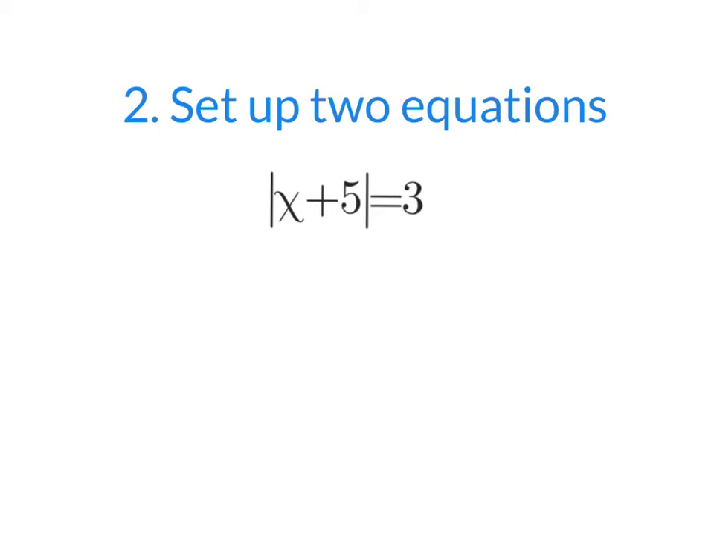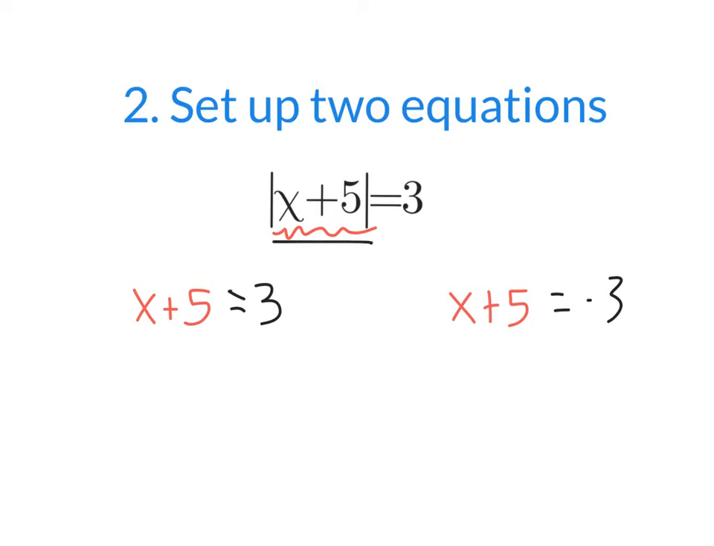And that's our step 2, to set up two equations. This x plus 5 could equal 3, or it could equal negative 3, because if the x plus 5 equals negative 3, that absolute value is going to turn it into a positive 3 and result in making this equation true.